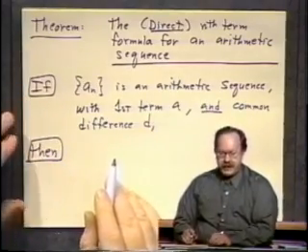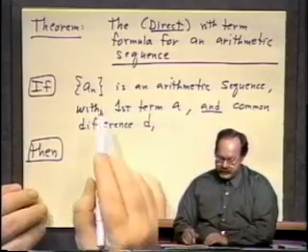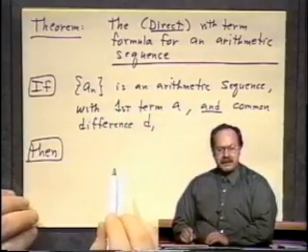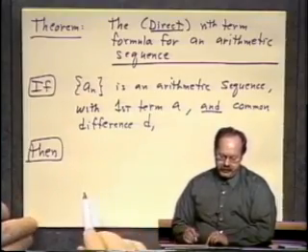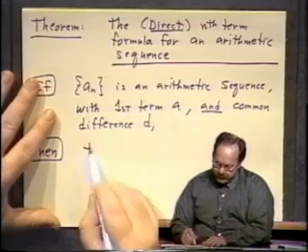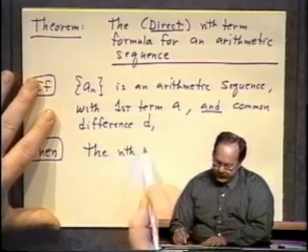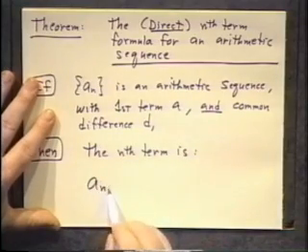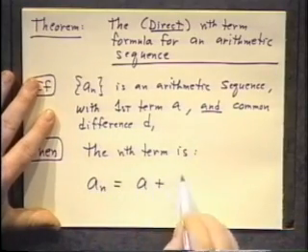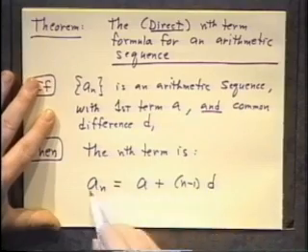that is direct, that is dependent only upon n and these numbers A and D, but not dependent upon a sub n or a sub n minus 1 or any previous term. The nth term is a sub n equals A plus (n minus 1) times D.